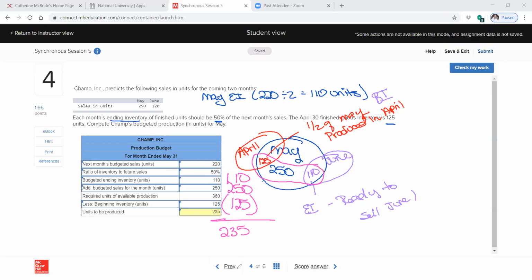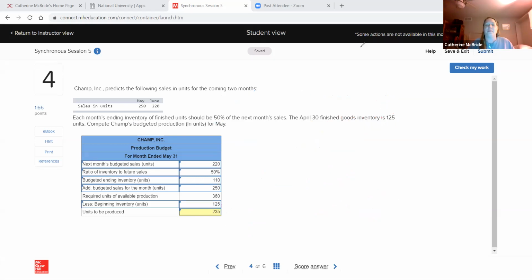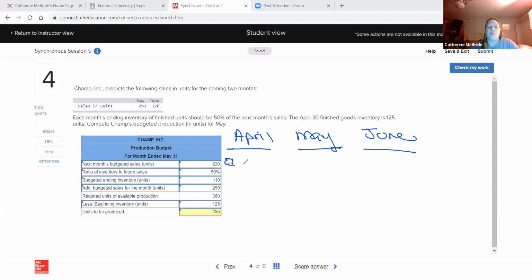It makes more sense now. Okay, let me try it this way. In April, we manufactured everything we needed for April, and we also manufactured half of what we need for May. So in April, our ending inventory was 125 units. So sitting in April at the end of the month, I have 125 units. I have made those in April so that on May 1st I could sell immediately.